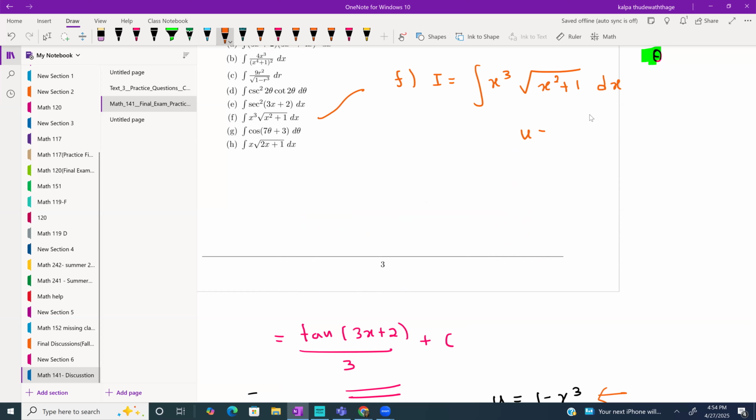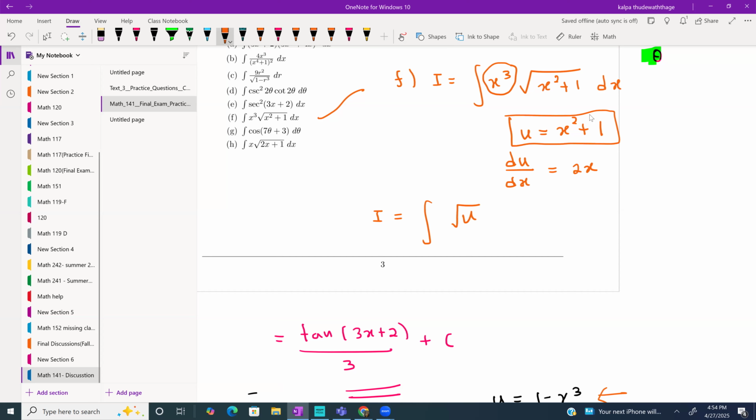So, okay, I can choose this one as x to the power 2 plus 1. But when you take the derivative, you really see it's just 2x. It doesn't give you x cube, right? So now I can write it like this. Inside the square root is just u, the square root of u. That's how I choose the substitution.